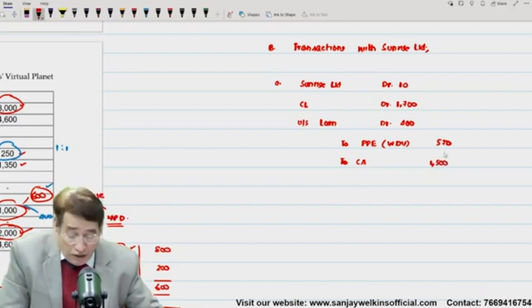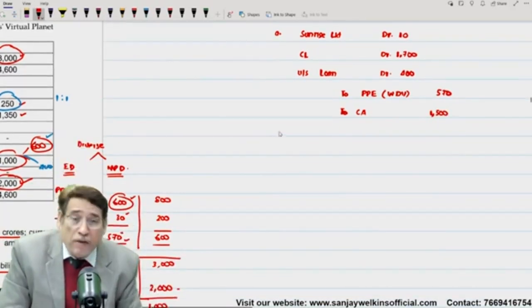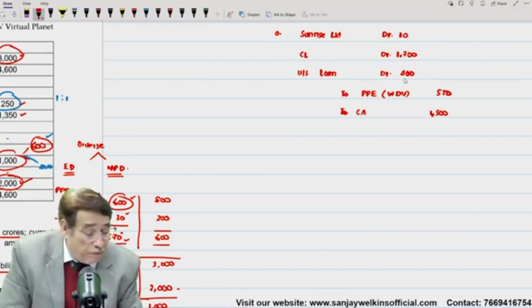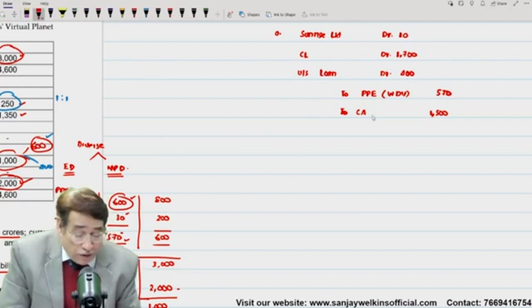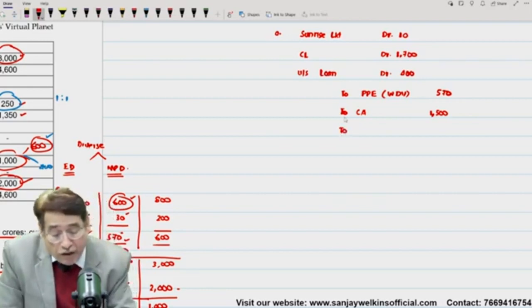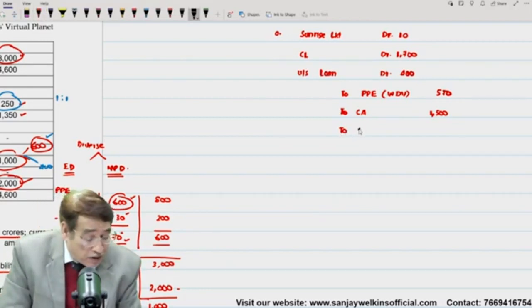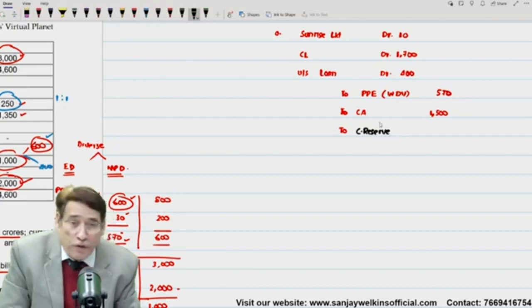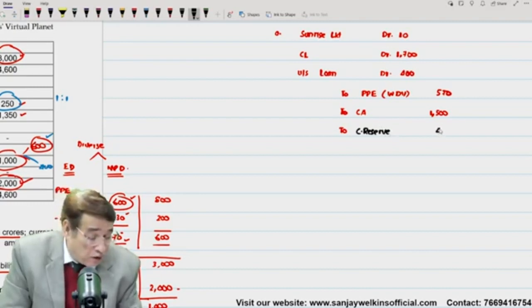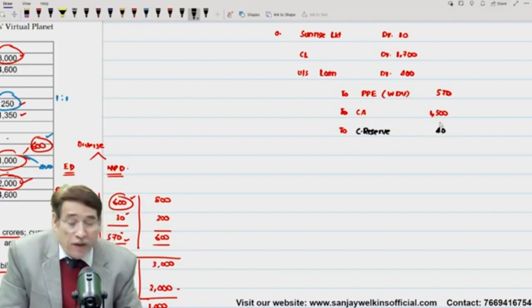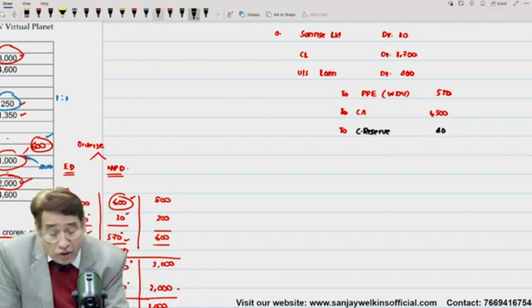Correct? Now after this, I am going to compare it. If I am going to compare it, the total is 2110, and out of that, if I am going to subtract the figure, I am going to get a balancing figure somewhere here. And this balancing figure will be termed as capital reserve, because this is profit. Profit will always be transferred to capital reserve. So I am simply writing capital reserve. Of course, it is profit, and capital reserve will be equal to 40. Correct? This is the entry which you are going to pass.